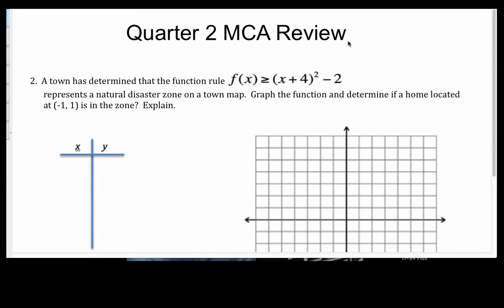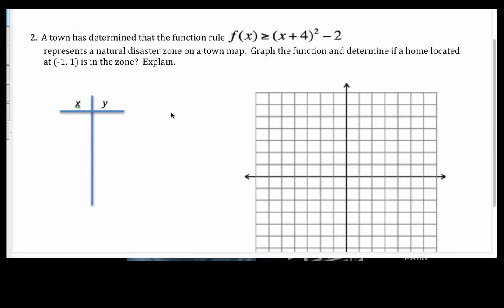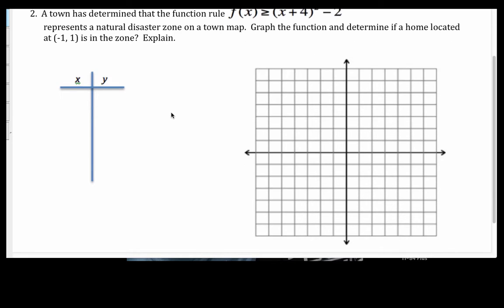All right, so the next question is an application of a quadratic inequality. If we take a look at the directions here, it says that a town has determined that the following rule, which is right here, represents a natural disaster zone of a town map. Graph the function to determine if the home located at -1, 1 is in the zone, and then explain. All right, so let's scroll down a little bit just so that we can isolate the parts that we need.